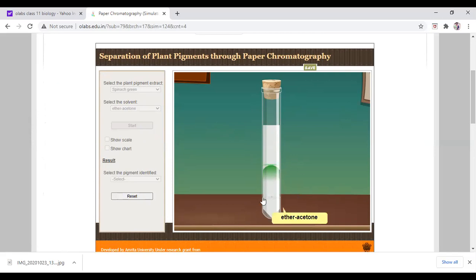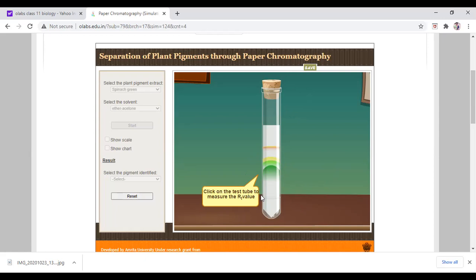So the green pigment has moved till the area. The first is the dark green, then light green, then yellow, and then carotene. So this is showing that if we load this here and keep it in a boiling tube like thing, we keep the paper in the boiling tube and put 5 ml of solvent here, then the dot will move, the pigment will solubilize itself and will move.